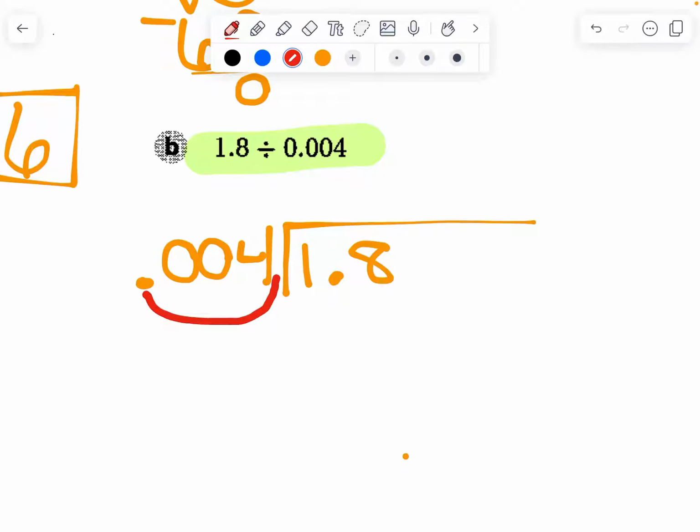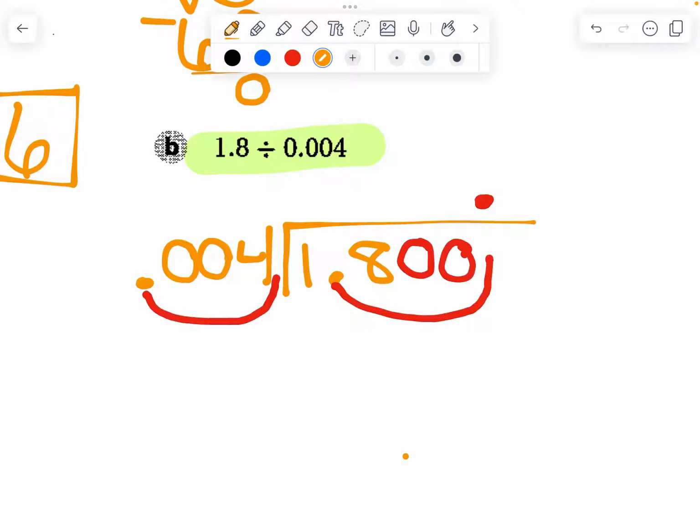If you move the decimal in the divisor 3 places to the right, you must move the decimal in the dividend 3 places to the right. So now I'm going to slide that around that 800, and from there it's going to go straight up. Now we're ready to start dividing.